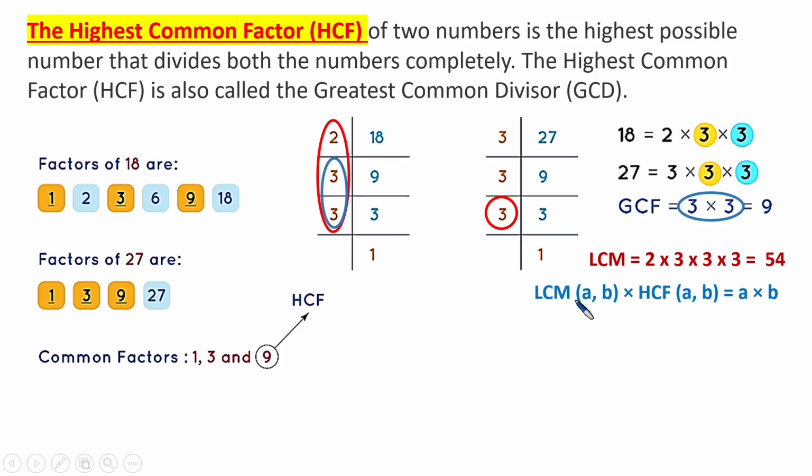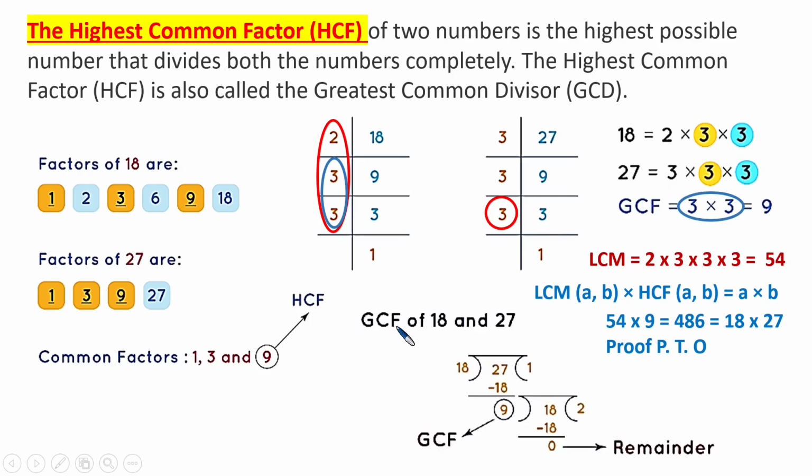And there is another property that LCM of A and B into HCF of A and B is nothing but A into B. Okay, we will prove this. Here we have seen LCM of 18 and 27 is 54 and GCF is 9. So I can write 54 into 9 is equal to A into B, that is 18 into 27, which is 486. This I have just demonstrated, but we will prove it.